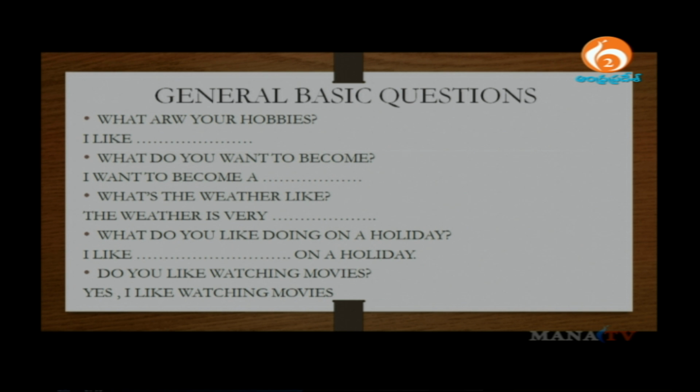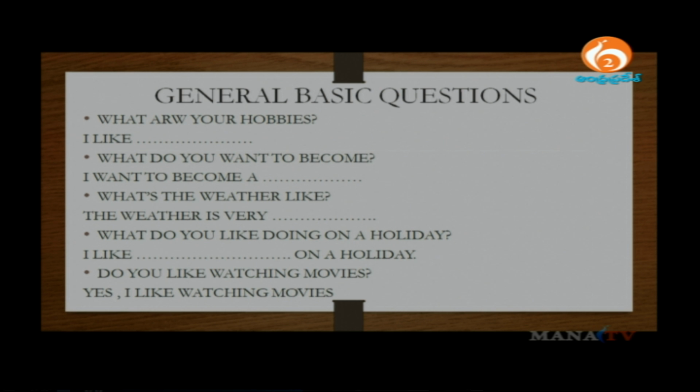What's the weather like? What do you like doing on a holiday? Do you like watching movies? If you are the talker, then you will say, I like, and name your hobbies. And if somebody has asked you, what do you want to become? You can say, I want to become a good employee.